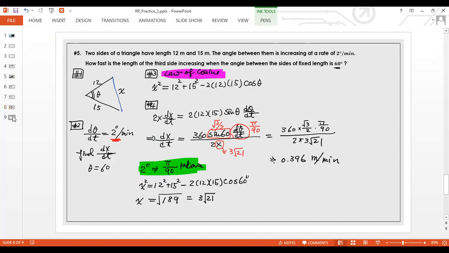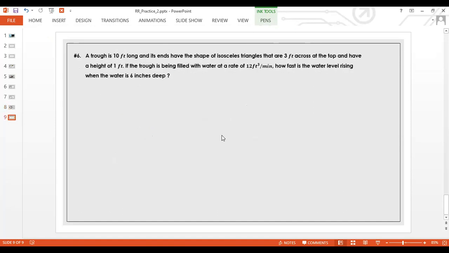Okay, let's take a look at our last problem here. This one is also a very classical related rate problem. They say a trough is 10 feet long and its ends have the shape of isosceles triangles that are 3 feet across at the top and have a height of 1 foot. If the trough is being filled with water at a rate of 12 cubic feet per minute, how fast is the water level rising when the water is 6 inches deep?